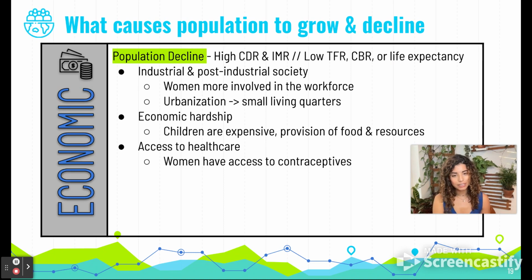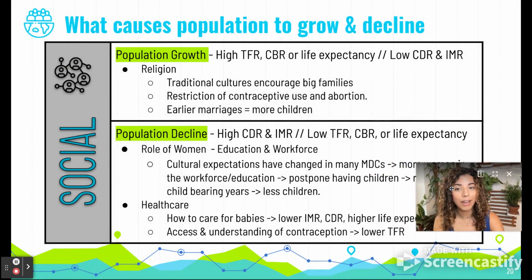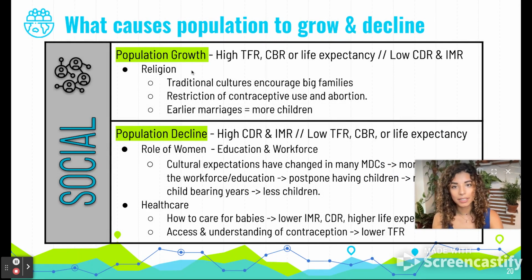So as countries are developing, that healthcare and access to contraceptives and family planning allows women to have far more choice and control as to when they have children and how many children they have. So social factors. So first, let's look at population growth. So population growth, contributing factors that are social include religion.